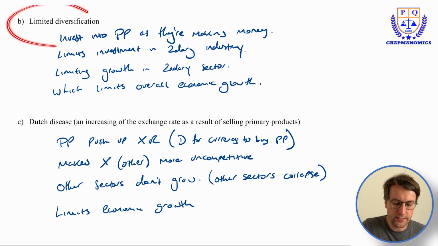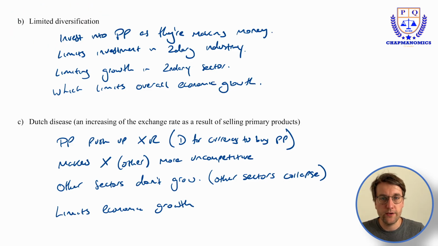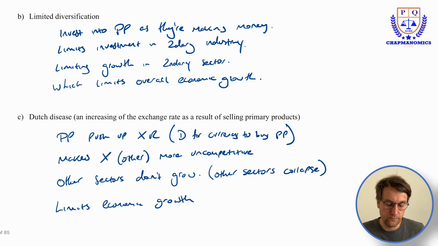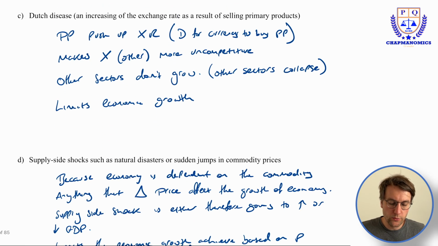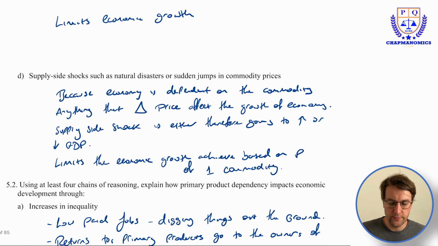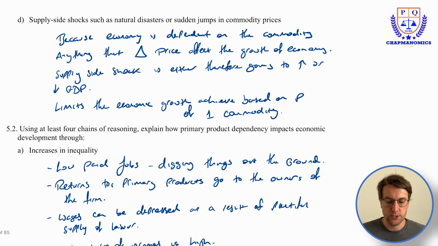You also get this limited diversification because people want to invest into the primary products. That's what's making money, and therefore they're not really wanting to risk going and producing something else when there's no necessarily guaranteed reward. You can also get Dutch disease. This is where your primary products push up the exchange rate, making all of your other exports uncompetitive as a result, and therefore your other sectors don't grow. That limits your economic growth, not outputting as much as you were before.